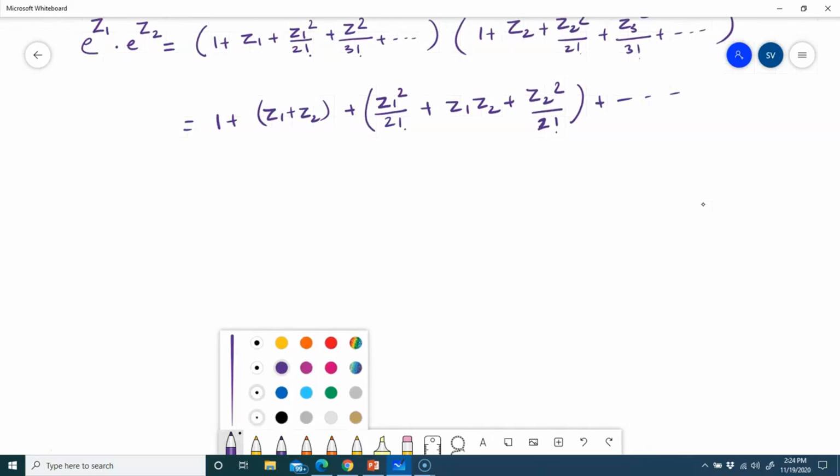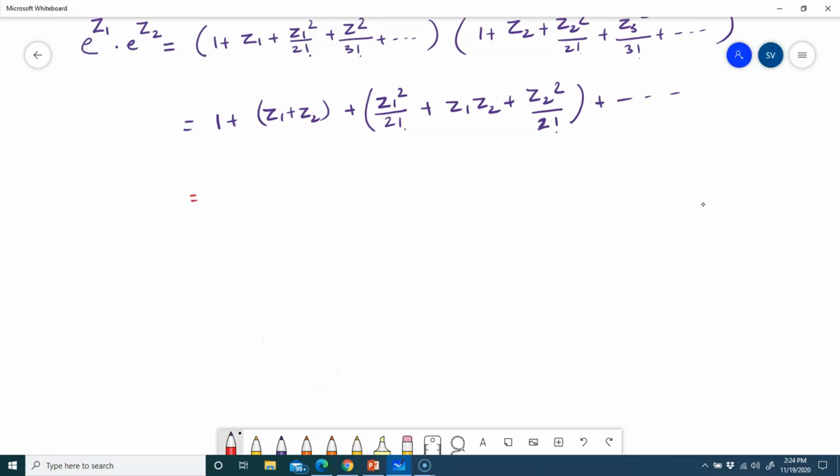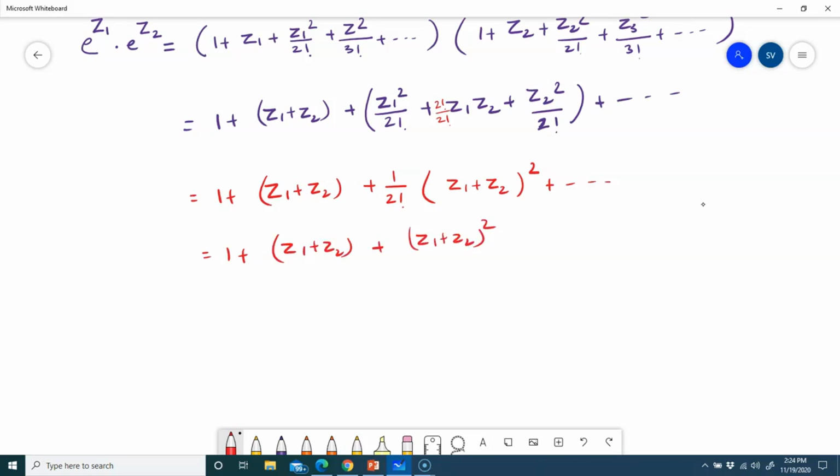So let me try to use a different color. Okay, this is 1 plus c1 plus c2 times, and see here we have a 2 factorial in the denominator. Here also we have a 2 factorial. So the same 2 factorial, if I am multiplying the numerator and denominator, I can take the whole 1 by 2 factorial outside. So plus 1 by 2 factorial into c1 square plus 2 z1 c2 plus c2 square. So z1 square plus 2 z1 c2 plus z2 square is c1 plus c2 the whole square. Okay, plus etc. That means 1 plus z1 plus c2, plus c1 plus c2 the whole square by 2 factorial plus so on.